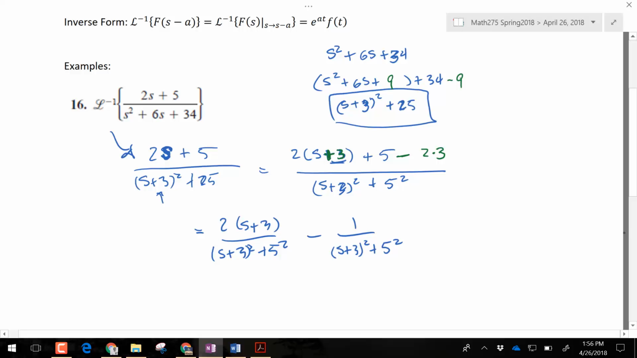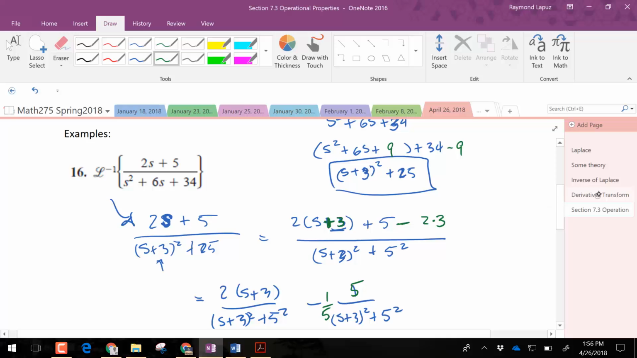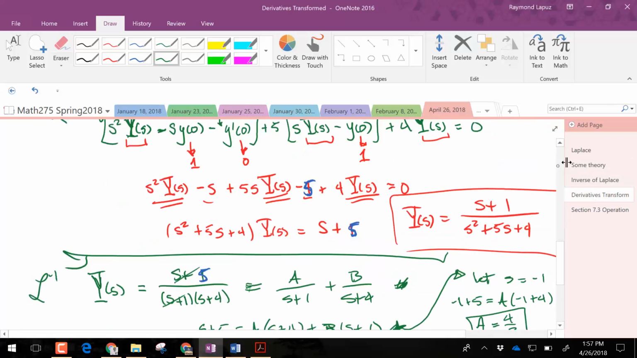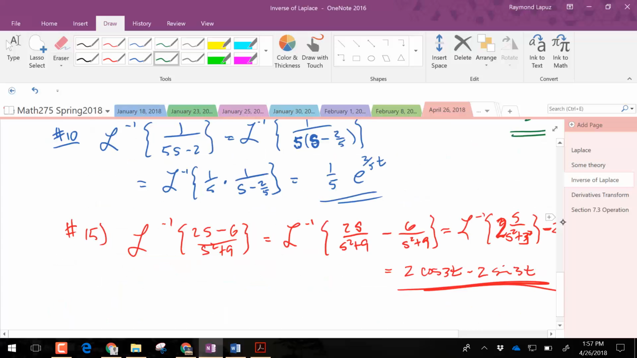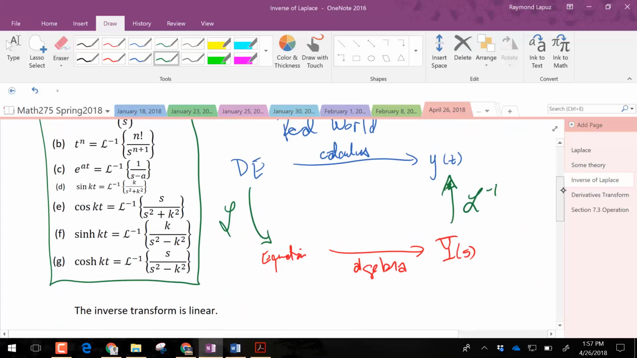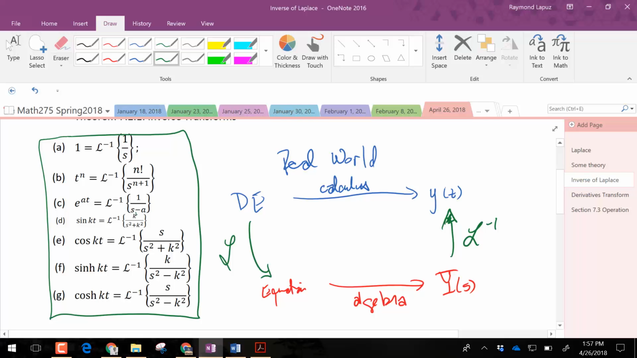Can you look at your list? So I need a 5 here, so put a 5 in the denominator. Because if we look at our list, the one that we were messing with was a sine. So if you look at the sine, the k here and the k here have to match.